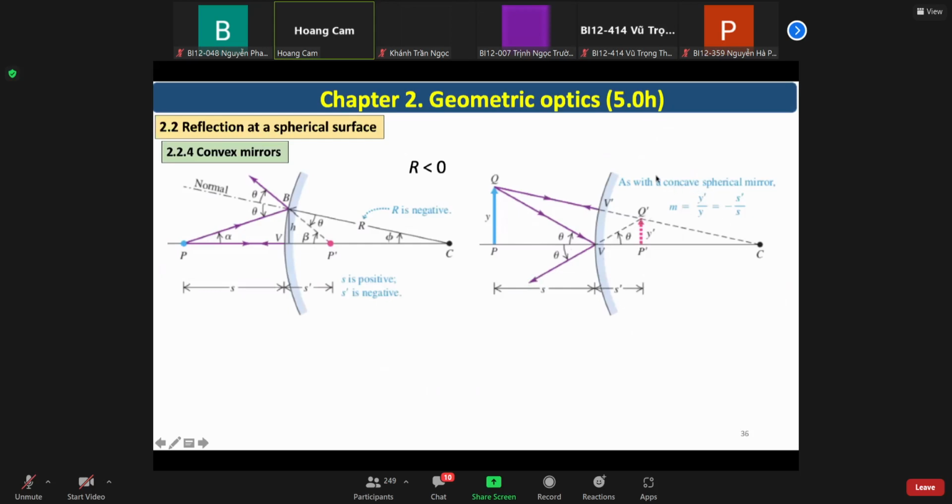And then we have, the same as the case of the concave spherical mirrors, M equals Y prime over Y, which is the original definition for lateral magnification, and equals minus S prime over S. So we have here the same relationship as well, okay?